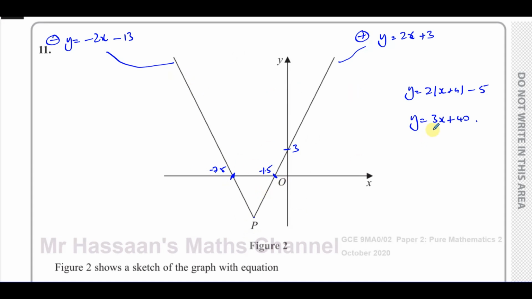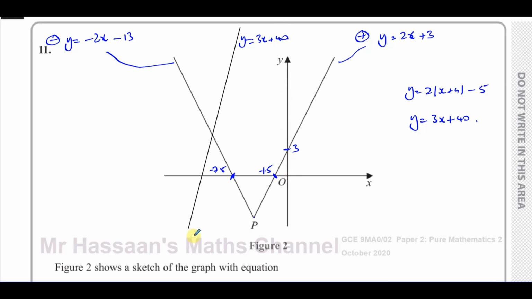Now y equals 3x plus 40. It's going to have a positive gradient, so it's going to be going like this. It's going to be steeper than this graph because the gradient is greater. It's going to cross the y-axis at 40, somewhere really high up, and it's going to cross the x-axis at minus 40 over 3, which is more than minus 12. So it's going to be quite far down here. It will be something like this, crossing way further up there, right?